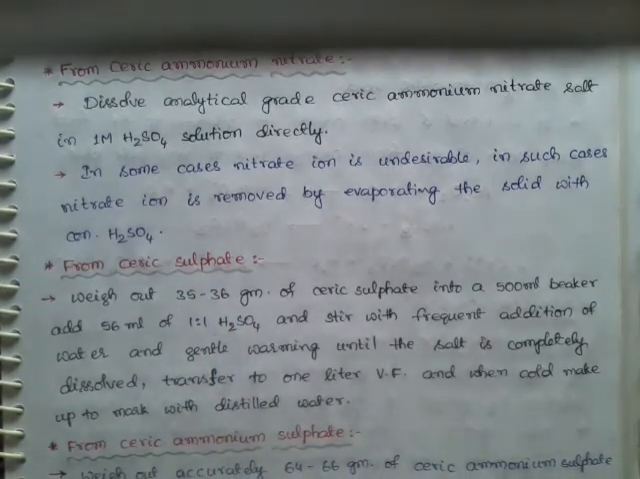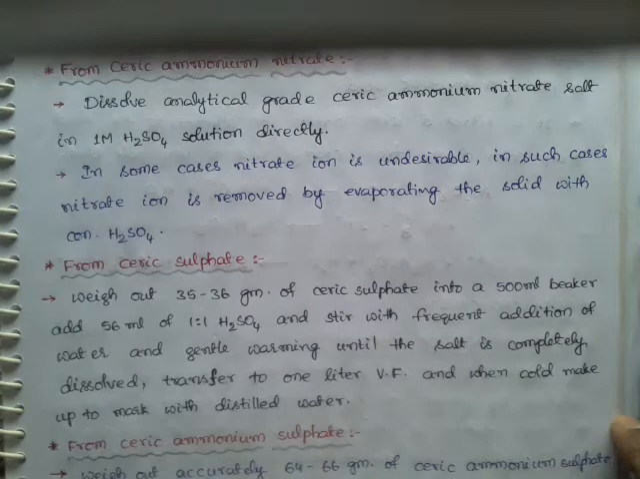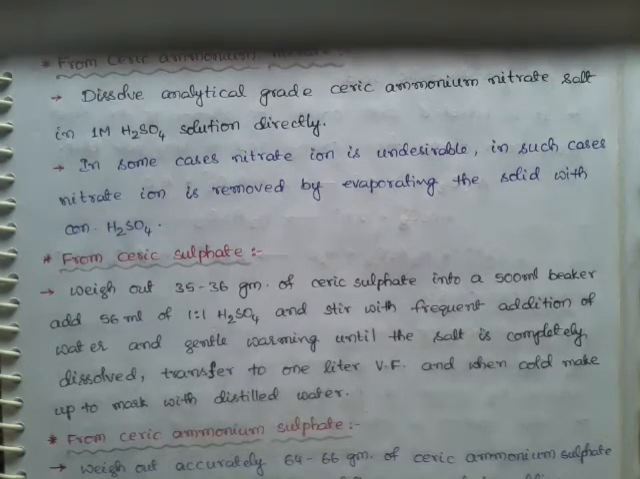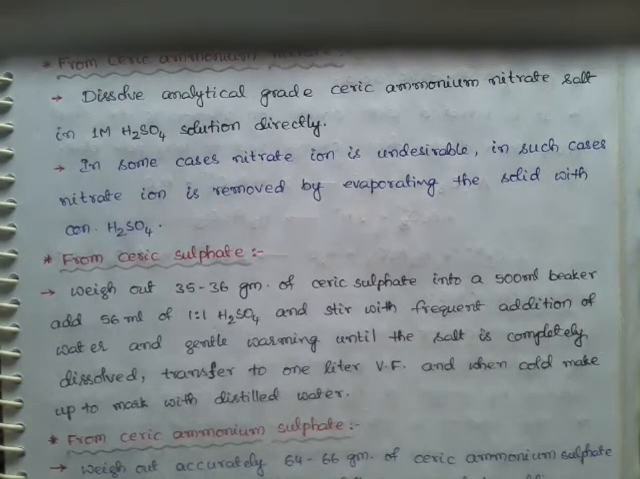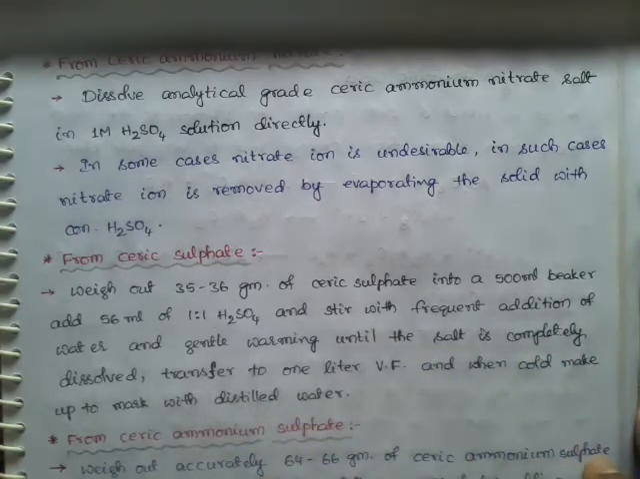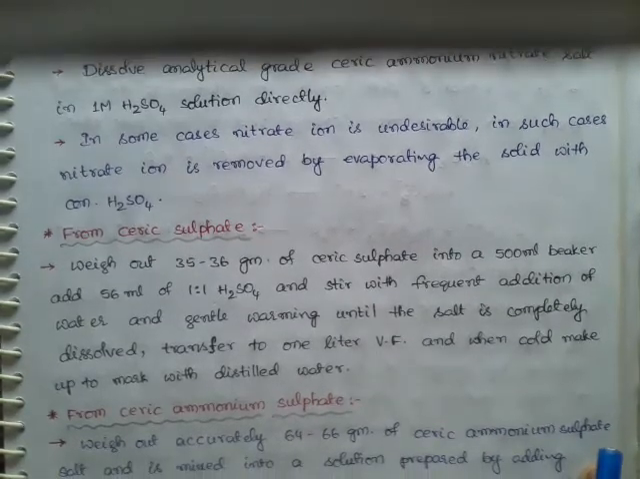Next, preparation of cerium 4 solution from ceric sulfate. Simply weigh about 35 to 36 gram of ceric sulfate into a 500 ml beaker, then add 56 ml of 1:1 H2SO4 and stir with frequent addition of water and gentle warming until the salt is completely dissolved. Transfer to the 1 liter volumetric flask, and when cold make up the solution up to the mark with distilled water. Is it clear?